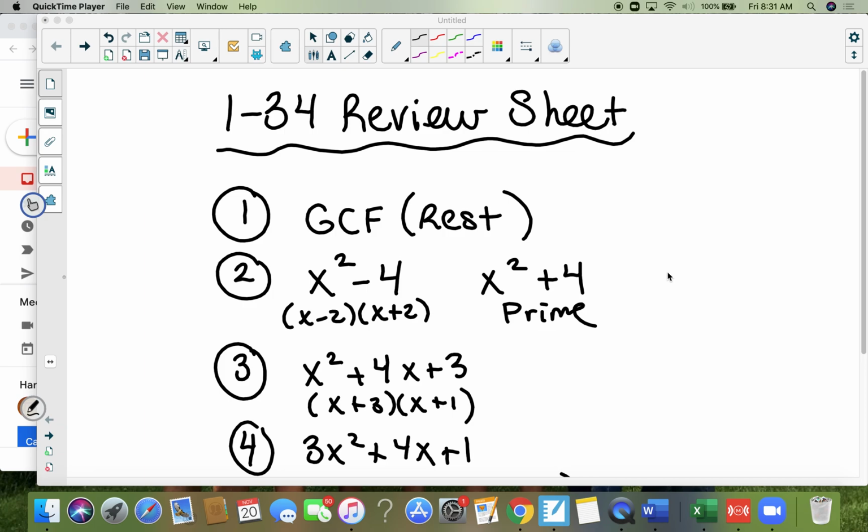Okay, so here we go. I'm just going to say it one more time here. The first way we learned was taking out the GCF and the rest of it stayed in there. The second method, you have to recognize that it's a difference of two perfect squares or the sum of two perfect squares. This one can be factored, this one can't be.